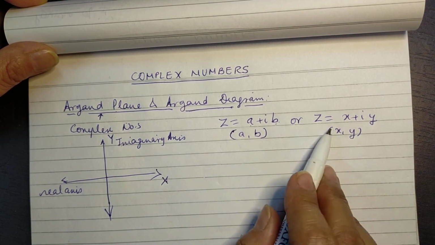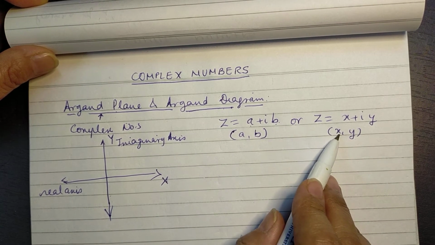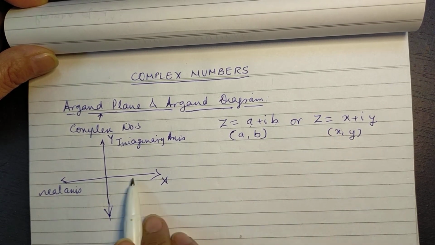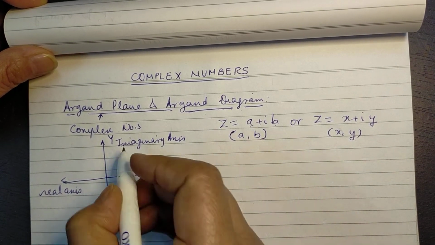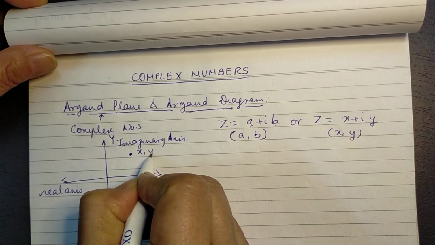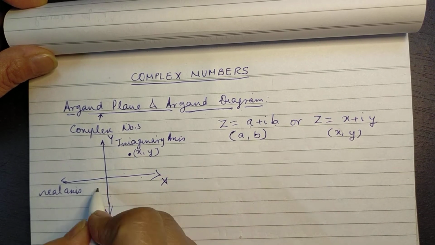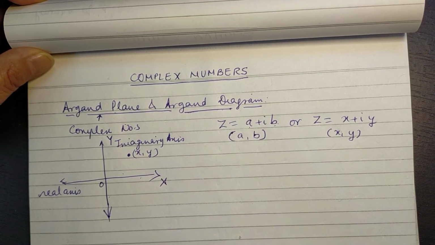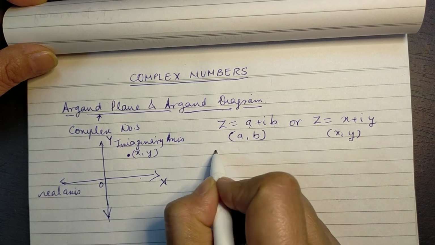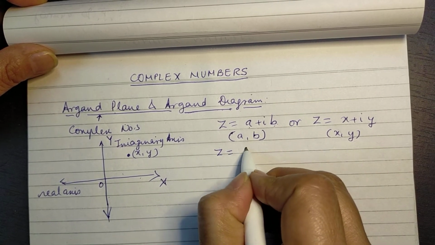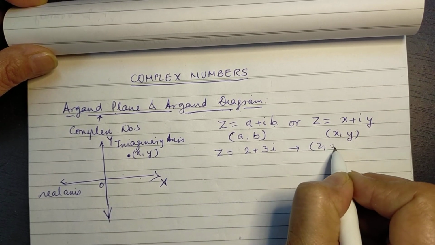And just like the Cartesian coordinates x comma y, we plot the x coordinate, that is the first part, along the x-axis and the y coordinate, which is the second part, along the y-axis. So x comma y is the complex number which is represented on this Argand diagram. For example, if you have the complex number z equal to 2 plus 3i, the ordered pair corresponding to it would be 2 comma 3.